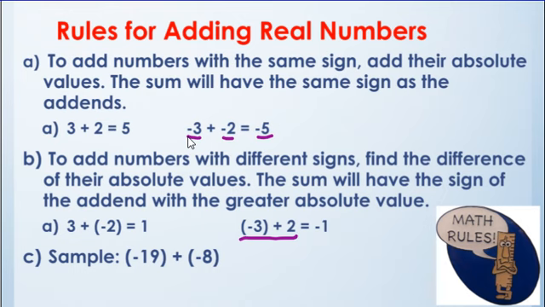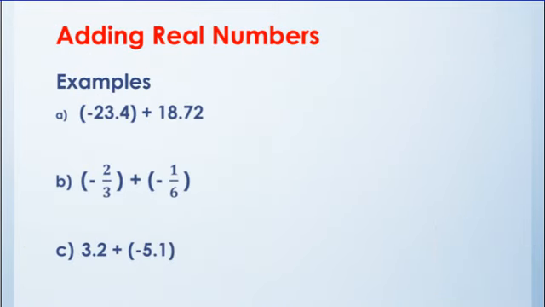Let's look at sample letter C. -19 plus -8. Since the signs are the same, I just add them. 19 plus 8 is 27. Since they're both negative, my answer needs to be negative. Let's look at some other examples.